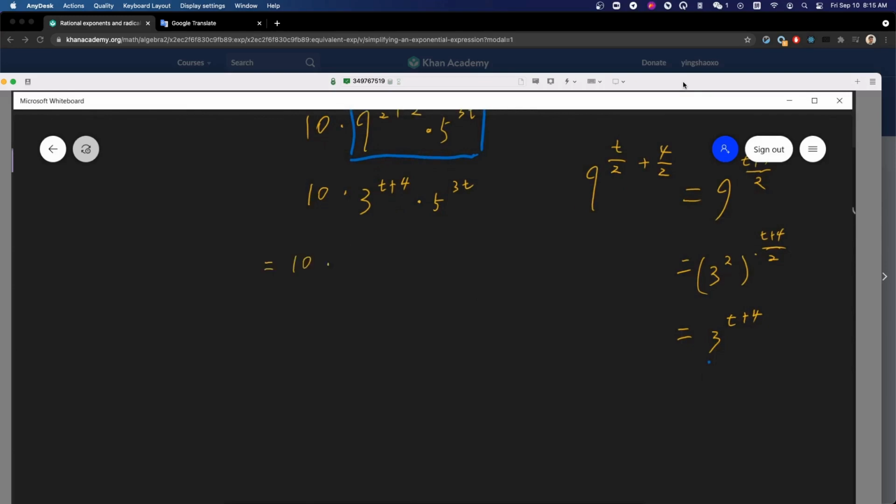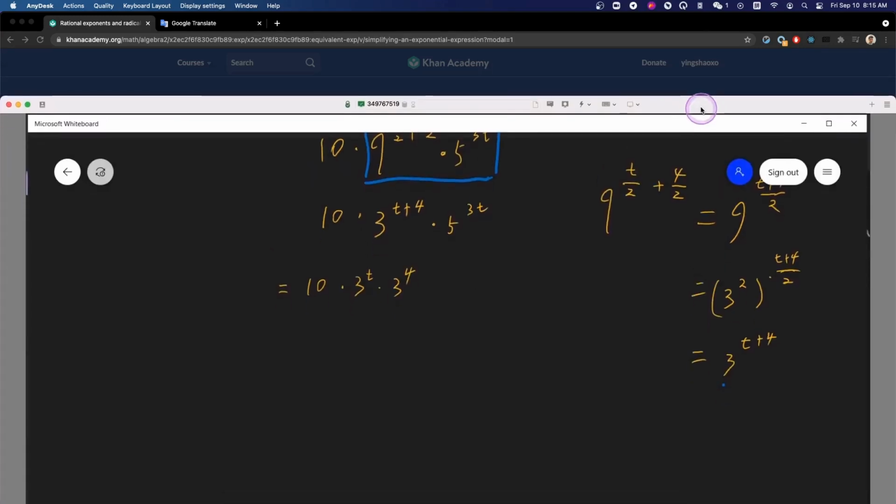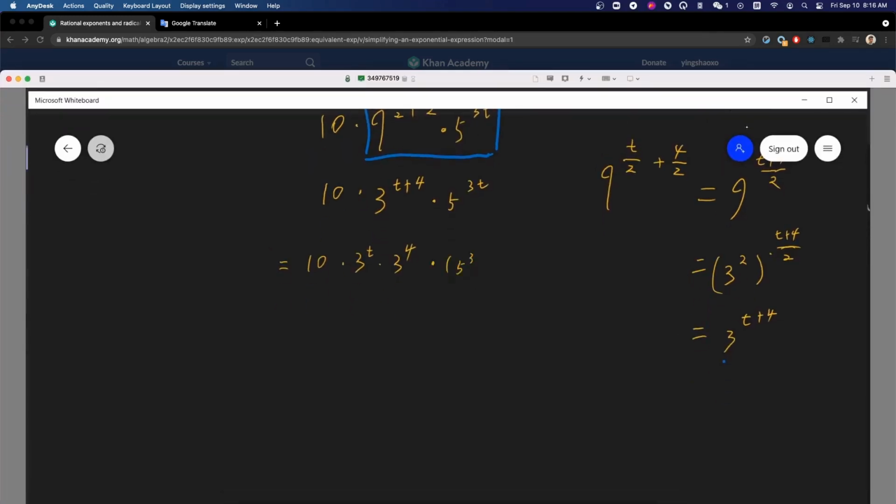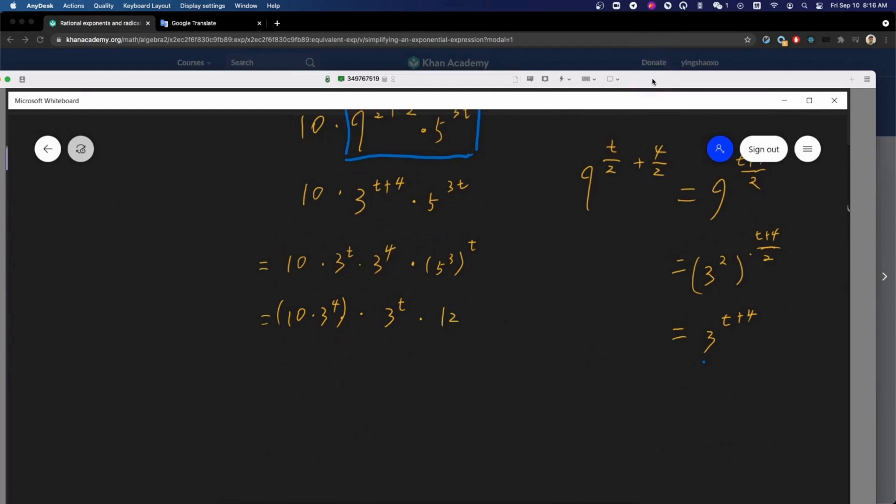Well, for this one, that'll be equal to 3 to the t power times 3 to the fourth power, right? Yeah, that's correct. And then we get 5 to the third power to the t. So in the end, we could rewrite this as this. 5 to the third power, what is that? Okay, it's 125. We could do it like this to get the final result.